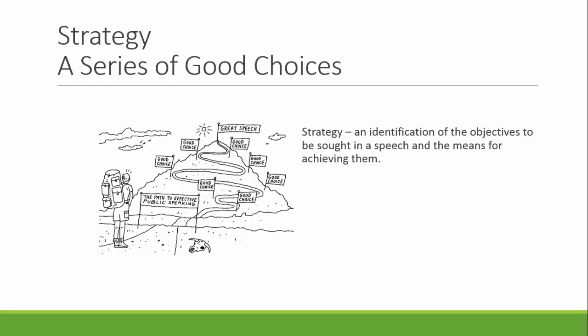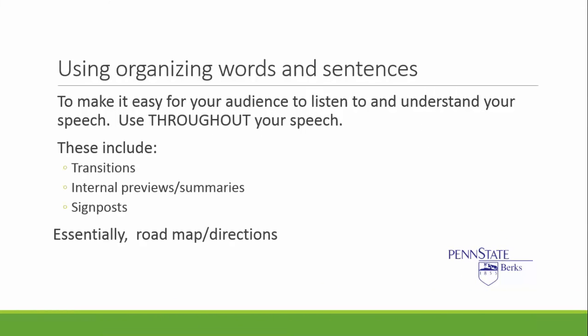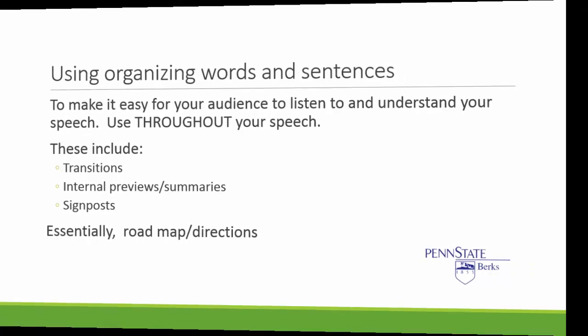As we continue through our series of good choices on our path to effective public speaking, one of the best ways for making our audience able to follow our speech without any difficulty is by using organizing words and sentences. We do this to make it easy for our audience to listen to and to understand our speech. We use these things throughout our speech. These organizing words and sentences include transitions, internal previews and summaries, and signposts. Essentially, they are roadmaps or directions for our audience to follow our speech.